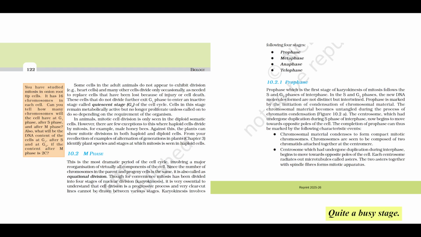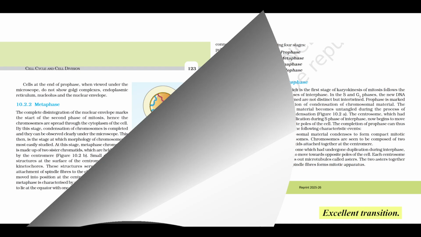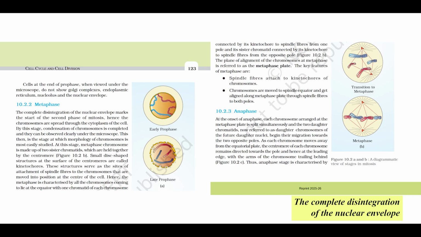Quite a busy stage. What happens next after the nuclear envelope disappears? Excellent transition. The complete disintegration of the nuclear envelope marks the start of the next stage, metaphase. And metaphase is often the easiest stage to spot in images because of its very characteristic feature.